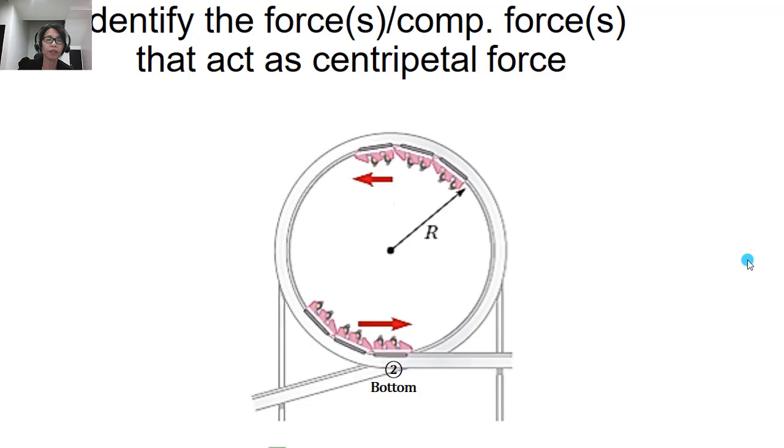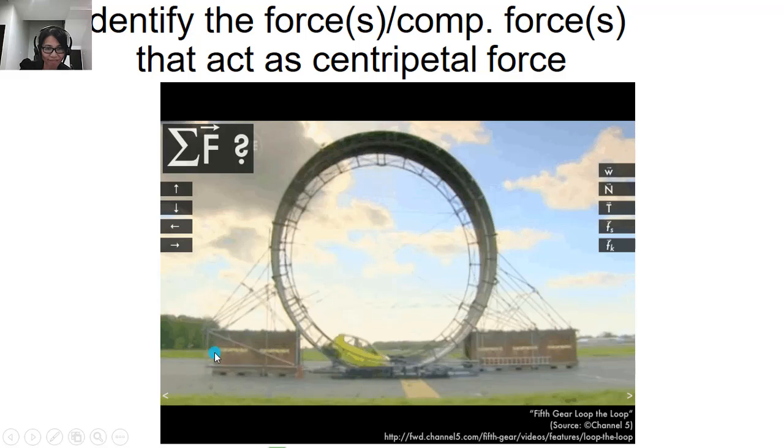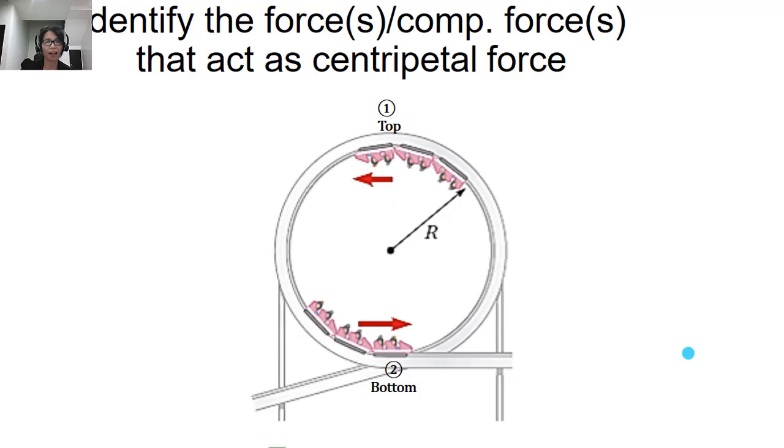We might also have situations like a roller coaster. For example, a car around the loop, just like the roller coaster. So this object, the roller coaster, performs circular motion. So once again we would like to know what is the force that acts as centripetal force at the top positions and also the bottom positions.